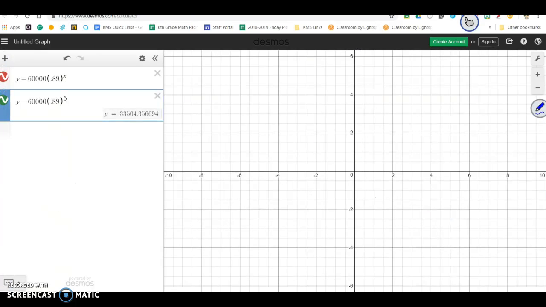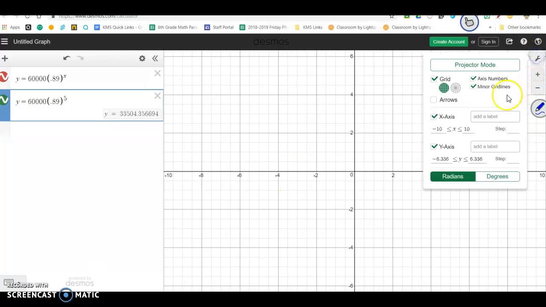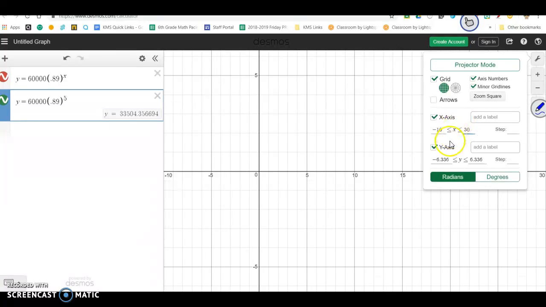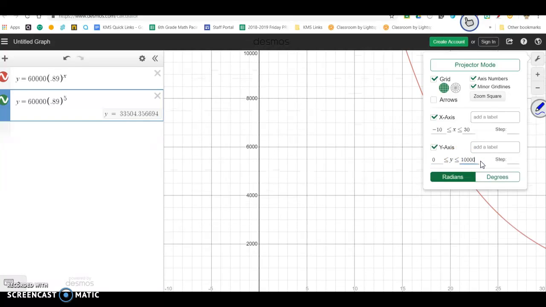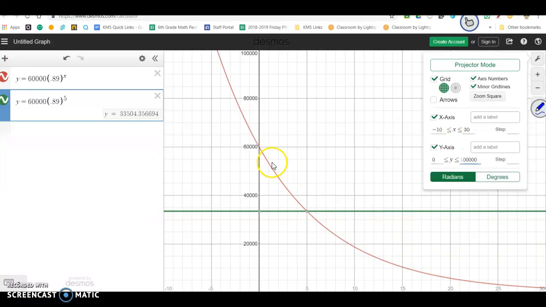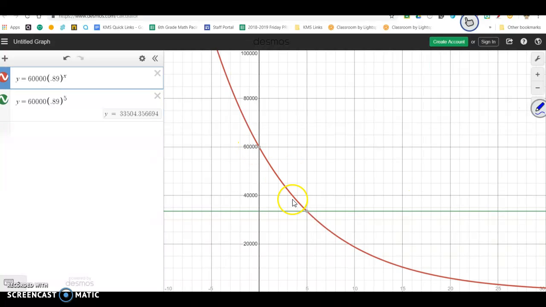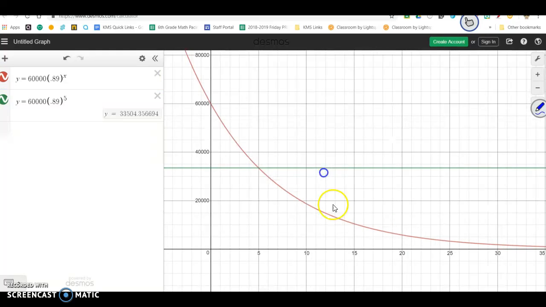So if I take a look at my graph here, I can't really see anything. So if I do this and change it, let's go up to 30 years. And my y values, I know it's not going to go below 0. And we can go up to, maybe I'm going to put 100,000. Aha. So basically we're looking from here to here. Oh no, that's the 5. So, oh, here's our 0.